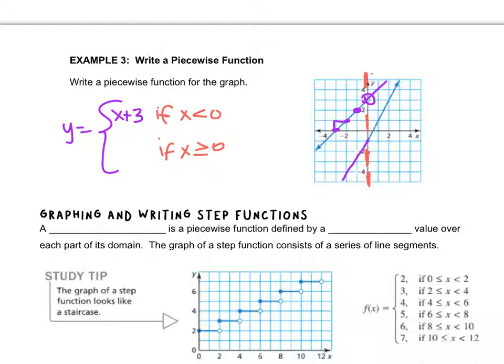Now let's go to the other one. This equation has a slope of 2, because it's up 2, right 1. And its intercept is right here at -1. So this would be the formula for the piecewise function for that graph.